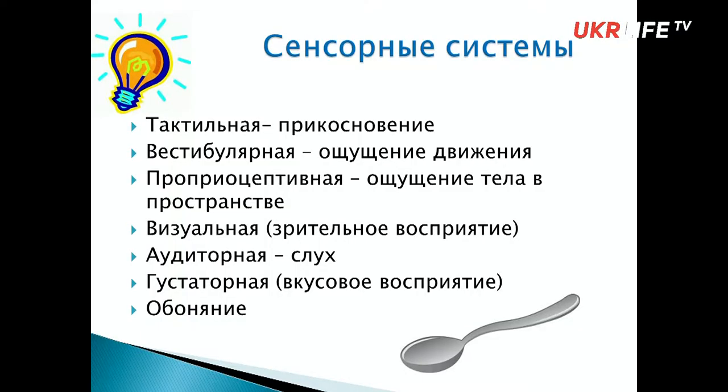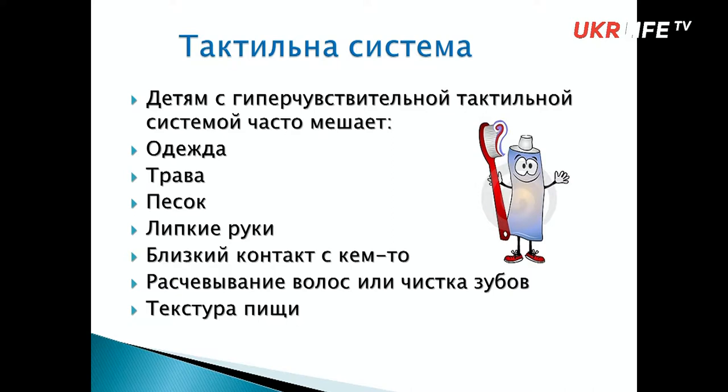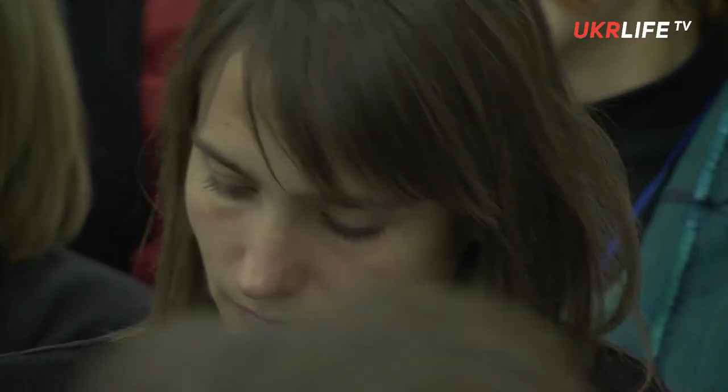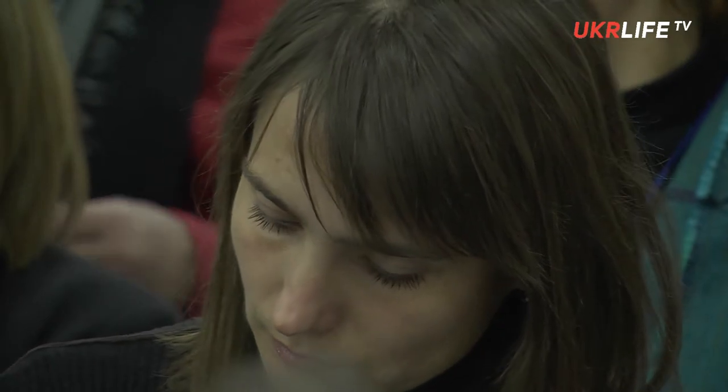All right. So we're going to take a look at each of these systems. I'll give you a little description of it. And then we'll take a look at when it's under-responsive or over-responsive. And then some activities that you can do at home. As we're talking about each of these systems, I want you to think of the child and his behaviors.